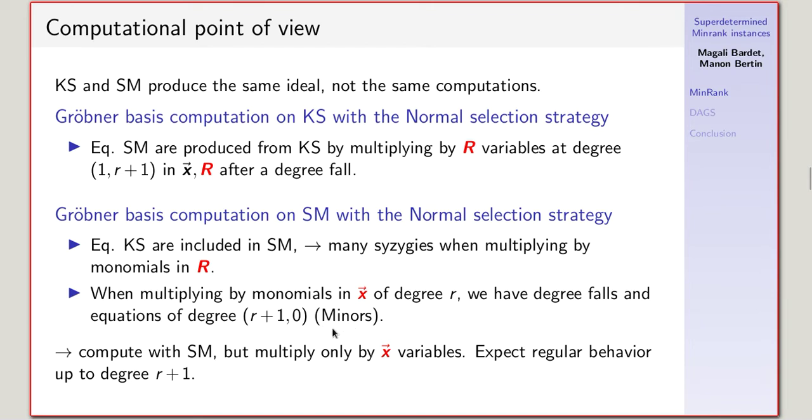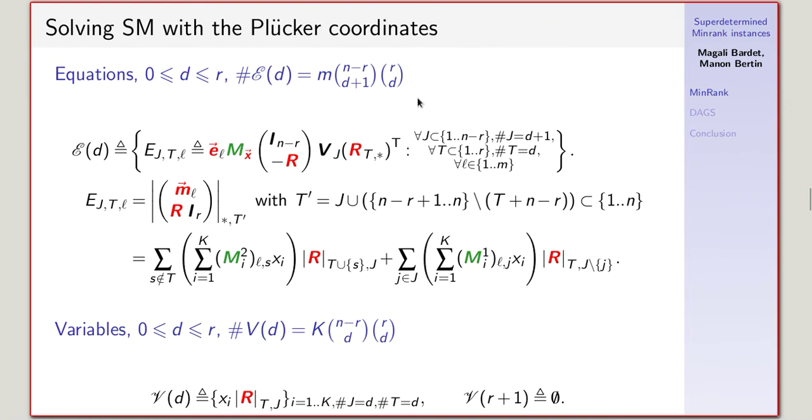So the idea is then to compute with the support minor equations, but to multiply only by the x variables, and we expect a regular behavior up to degree r plus 1, and after that other things will happen. Now we focus on the SM equations. So there are equations of degree 1 in x and degree d in the entries of R, depending on the minor of R we consider. So we have degree d from 0 to r. And so we can separate all the equations by degree.